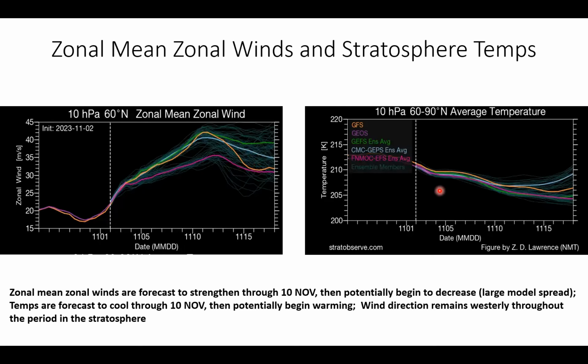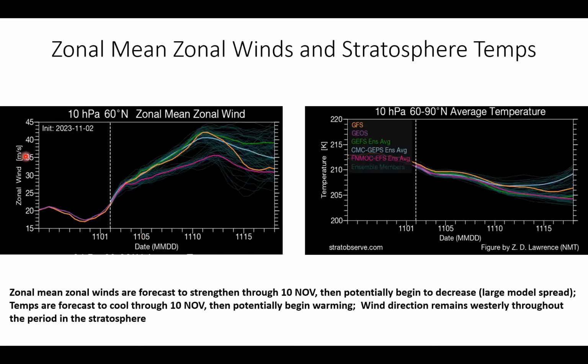Over here on the right, these are the average temperatures in the stratosphere at 10 hectopascals between 60 and 90 degrees north latitude. So look at the modeling here. It's generally showing a cooling trend, this slope going downward like this, right through the 10th of November, and then it kind of levels off. One of the models here, the CMC Ensemble average, this blue line, actually starts curving back up, potentially indicating a warming situation after the 10th of November. We'll have to watch the trends on this as we go throughout the period.